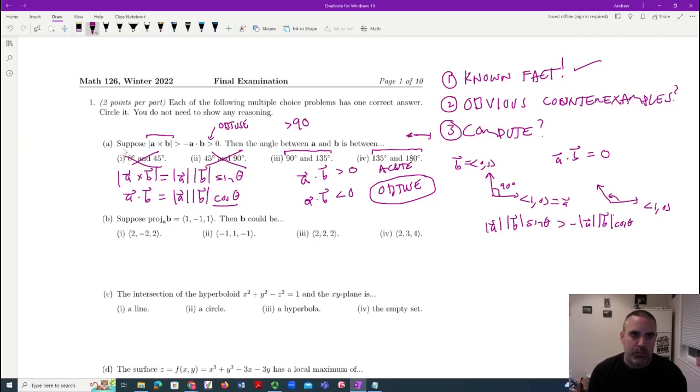So what I just did was replace this with this. I replaced this with this. Threw in that negative. Okay, cancel, cancel, cancel. This means that sine of theta is greater than negative cosine of theta.